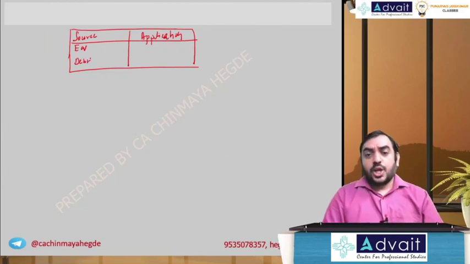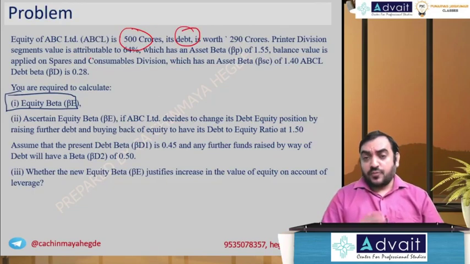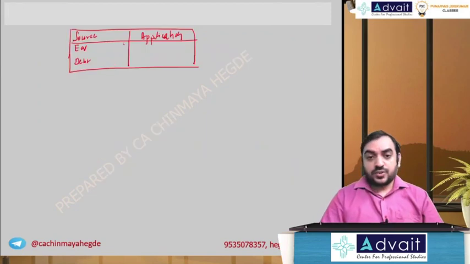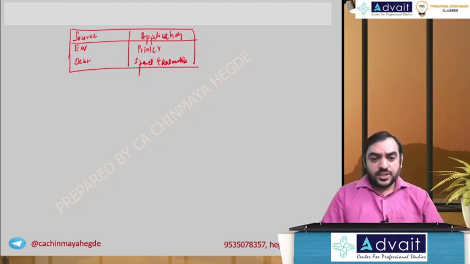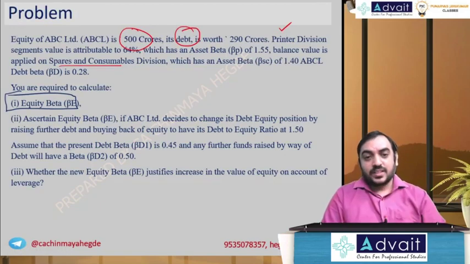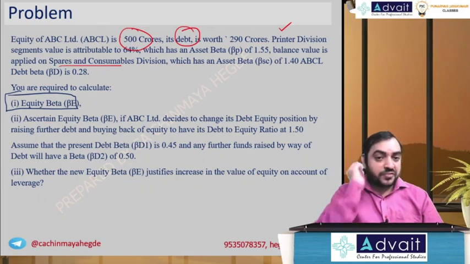Clear? Now application, what do they have? Assets. They have printer division and they have spares and consumable division. So you have printer division and then you have spares and consumable division. Now for printer division, they have given the weights or the beta. Beta of printer division is 1.55.